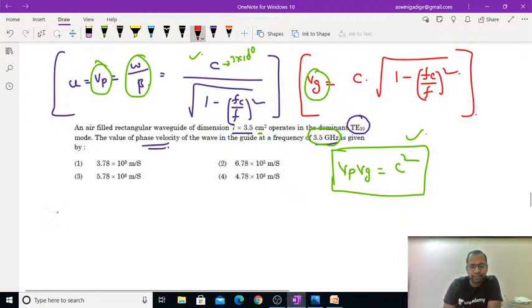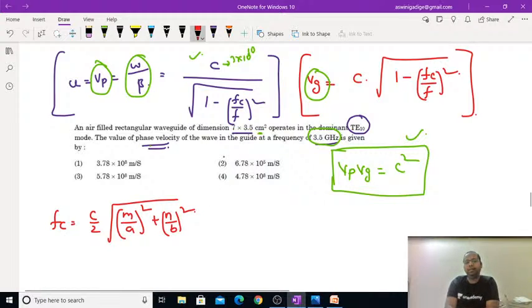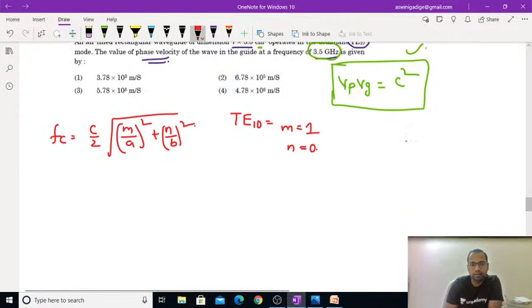What is the cutoff frequency expression, guys? Cutoff frequency is equal to C divided by 2 times root of m by a whole square plus n by b whole square. Okay, it is the cutoff frequency formula. Now here they given TE10. TE10 means m is equal to 1 and n is equal to 0. Substitute here m as 1 and n as 0, then I will get C by 2 times root of 1 by a whole square, that becomes equal to C by 2a.